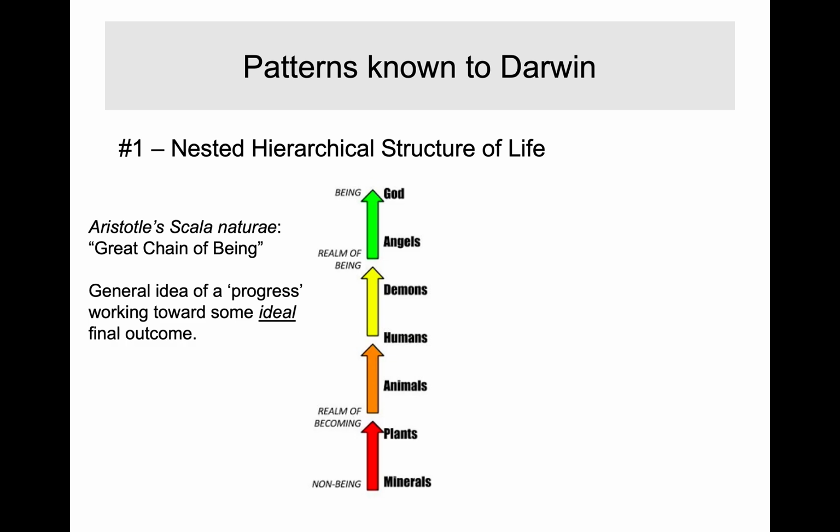So there are about 7 patterns that I'll cover, and there were almost certainly more, but these are some of the highlights. First, this idea of the nested hierarchical structure of life. Aristotle had his Scala Naturae, this great chain of being, but inherent in this was the general idea that there was some sort of progress towards perfection or a final outcome that's super ideal.